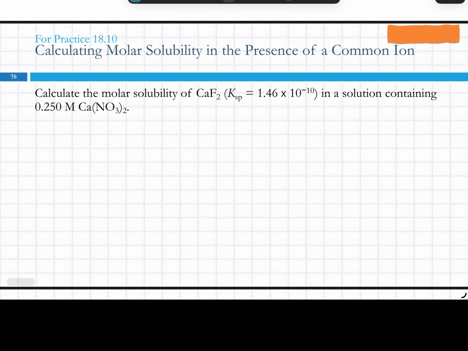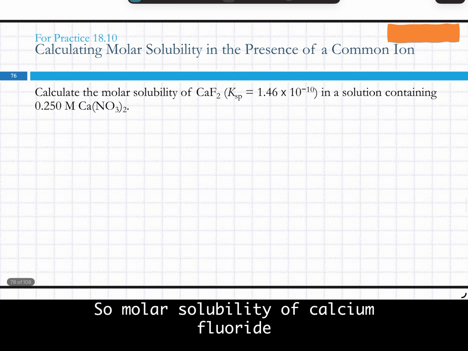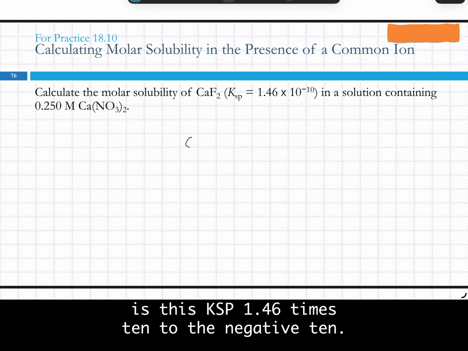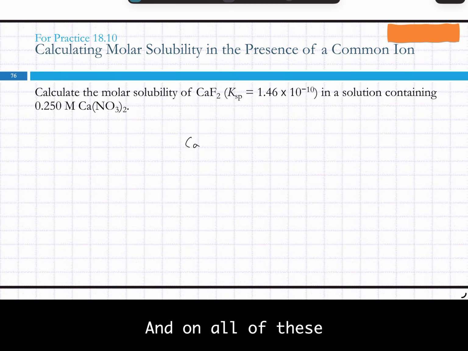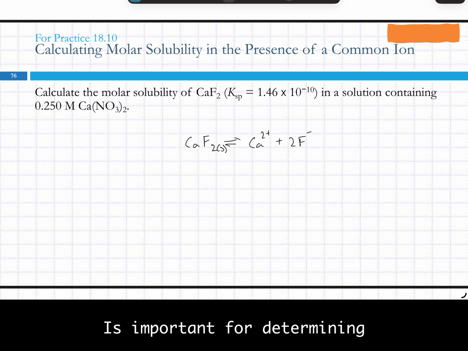So the molar solubility of calcium fluoride is this KSP, 1.46 times 10 to the negative 10. And on all of these, you should always just write out what it's going to dissolve into, because that equation is important for determining the rest of what's going on.